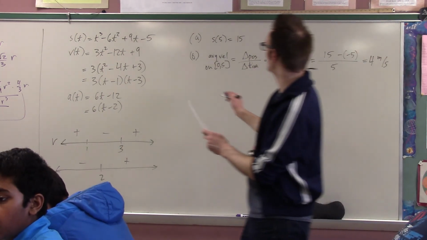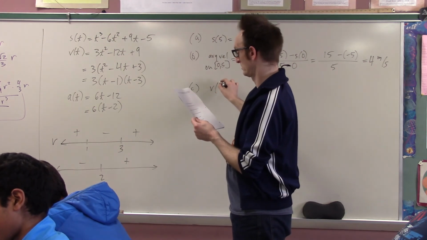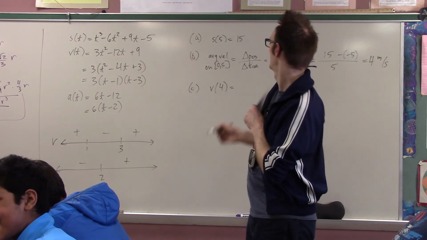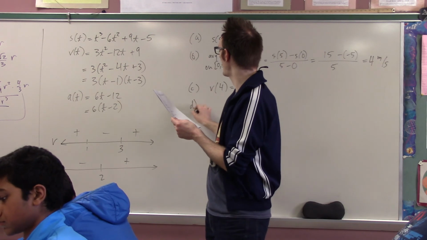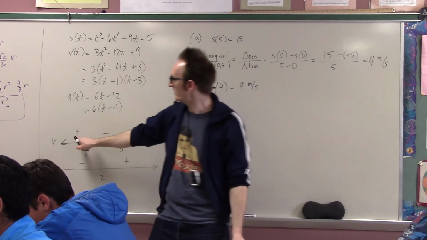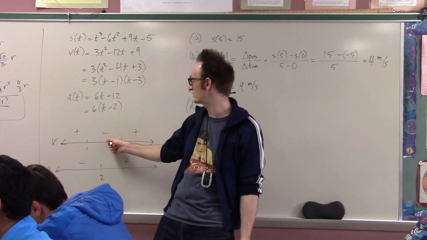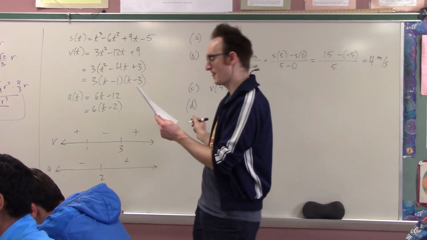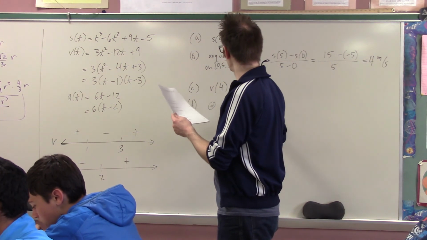What's the instantaneous velocity of the particle when t equals 4? It's basically just asking for v of 4. What is v of 4? 9 meters per second. Okay, when does the particle change direction? At 1 and 3, right? If the velocity is positive, we're moving right. Then at t equals 1, we change to be moving left. Then at t equals 3, we change to be moving right again. So at t equals 1 and t equals 3.